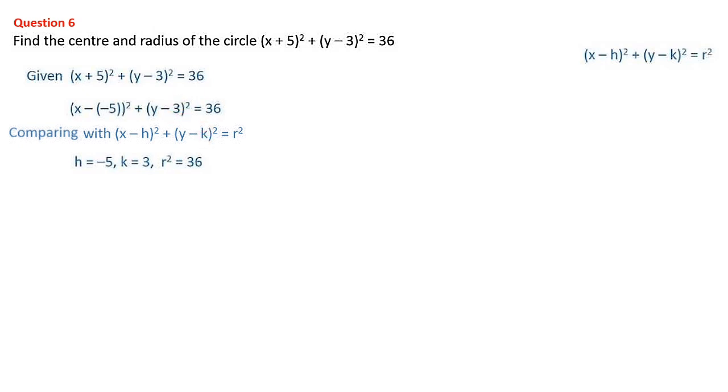Remember, don't write minus 3 because here minus is there, here also same minus. After minus, what is the balance here? 3. Here k is also 3. So k is equal to 3. Then in place of r², 36 is there. So the center of the circle h comma k, that is (−5, 3). Minus 5 and 3 are the values of h and k. Then radius. Here radius is r.